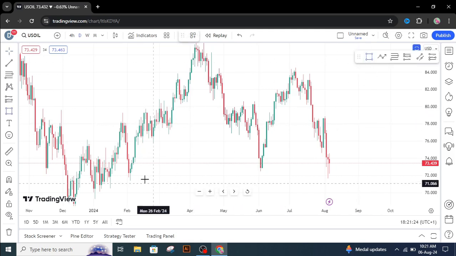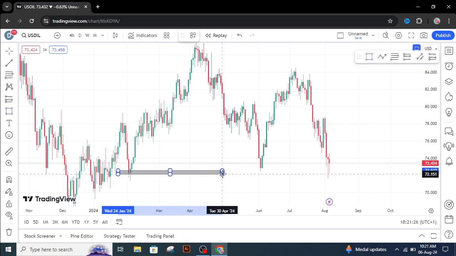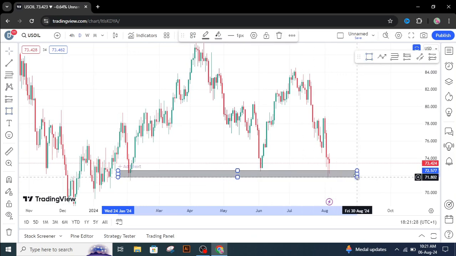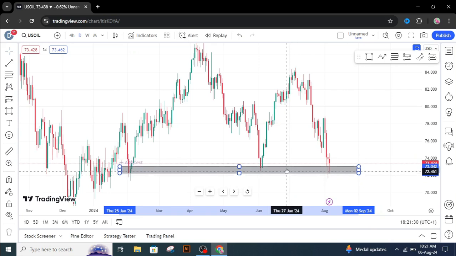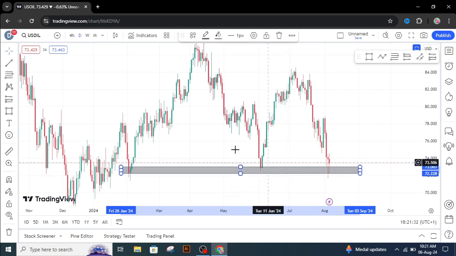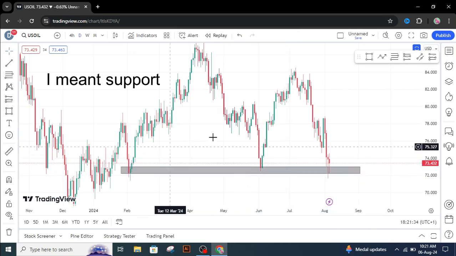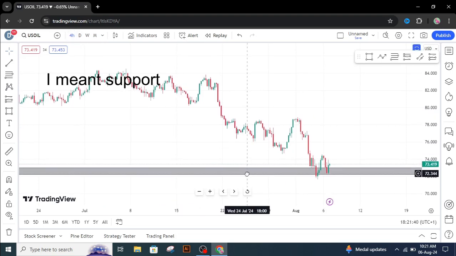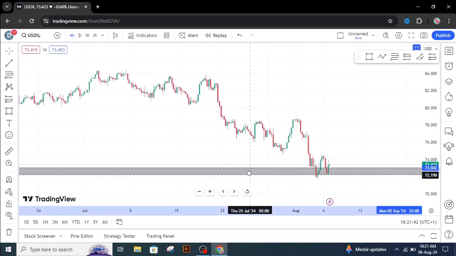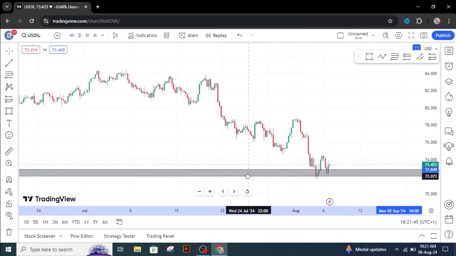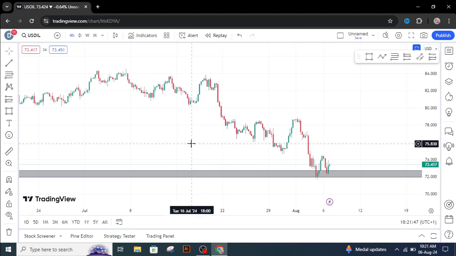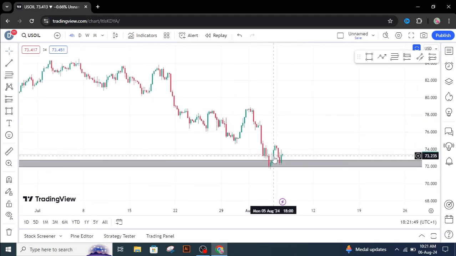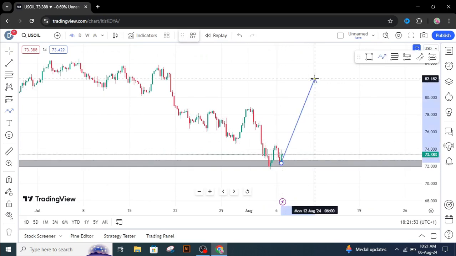US oil is at a significant resistance zone. And if you come back to 4-hour, I'm seeing a decent double bottom here. So hopefully this market is likely to go up.